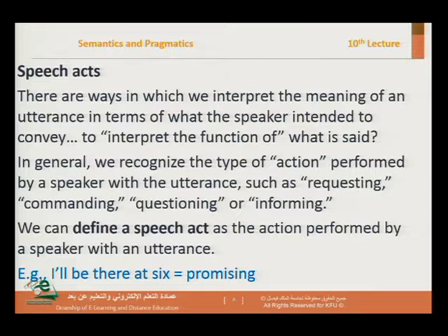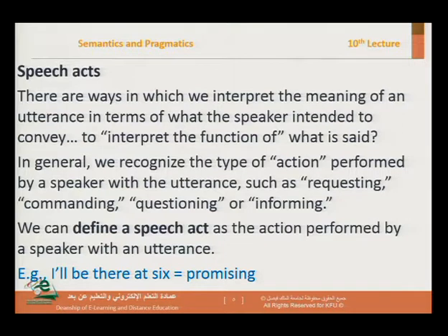There are different ways in which we interpret the meaning of an utterance, in terms of what the speaker intended to convey. So we always try to interpret, explain, or understand what the speaker intended to say. In general, we recognize the type of action performed by a speaker. When a speaker says something, we understand what they mean.